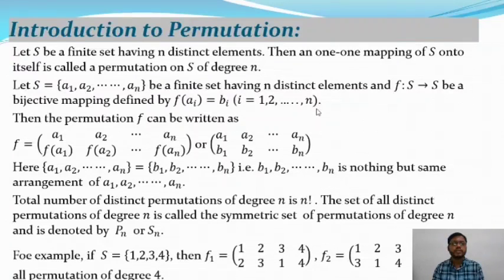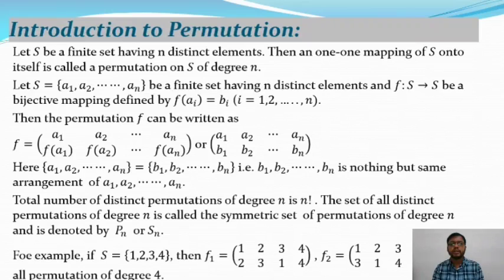Then the permutation f can be written as follows. In the first row there are a1, a2 up to an, and in the second row there are f of a1, f of a2 up to f of an, which are the images of a1, a2, a3 up to an. So a1 goes to f of a1, a2 goes to f of a2, and an goes to f of an, or it can be written as a1 goes to b1, where f of a1 is equal to b1.